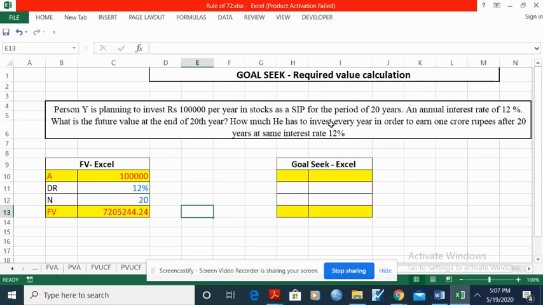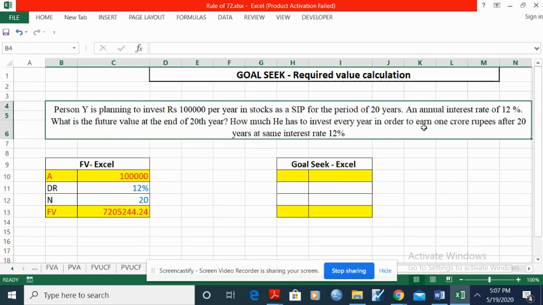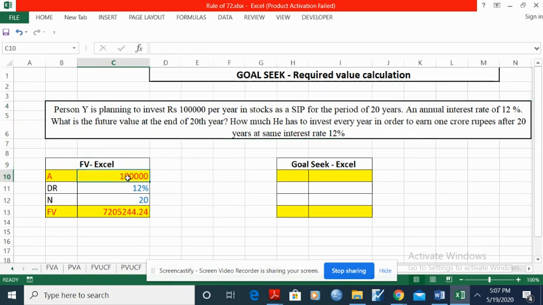But the question is, he wants to know how much he has to invest every year in order to earn 1 crore rupees. What is one method? If you keep changing this investment amount, say if you change 1 lakh into 1 lakh 50,000 rupees, it shows more value, 1 crore 8 lakh 7,000 rupees. So we have to do a trial and error method. Say instead of 1 lakh 50,000, we try 1 lakh 25,000 every year, so again it shows about 90 lakh rupees.